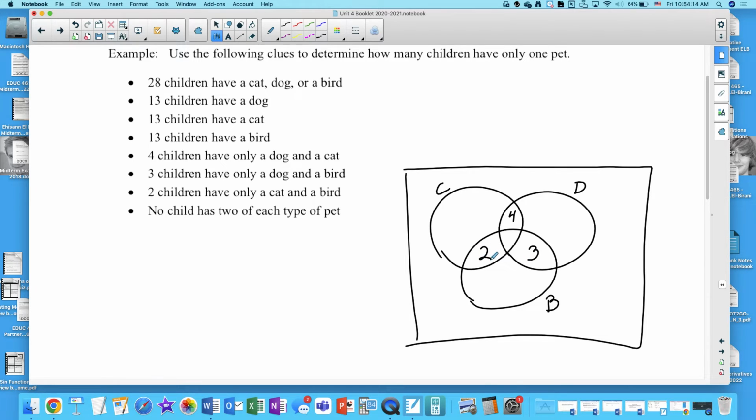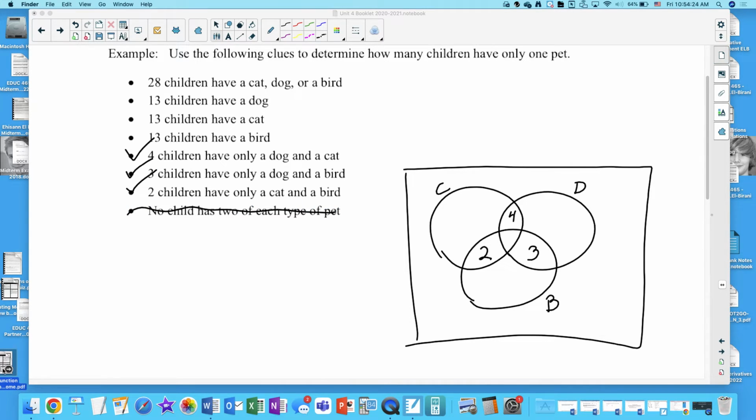Anyway. Okay, is there anything else that we can fill out? This is just more informational, right? Yes? So 13 children have a cat, so this has to add up to 13. But we have 2 regions that we don't know. No, 28 in total. 28 is actually the union of all 3 because there's an or there.